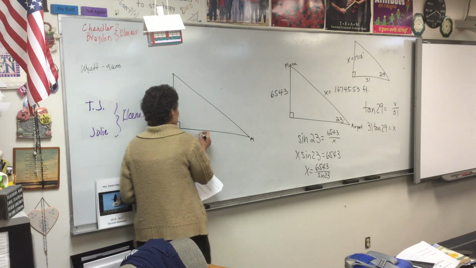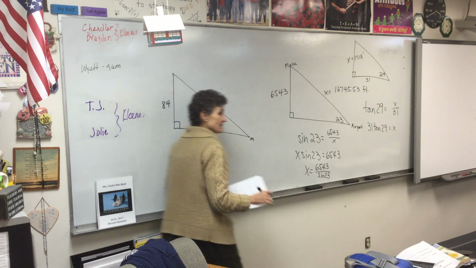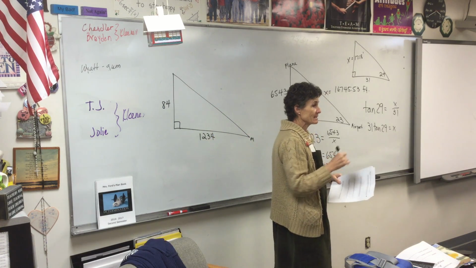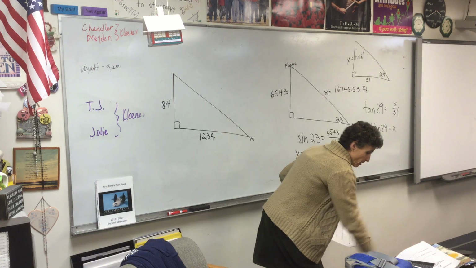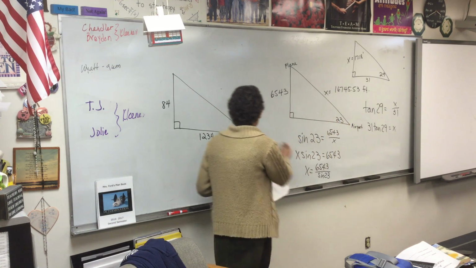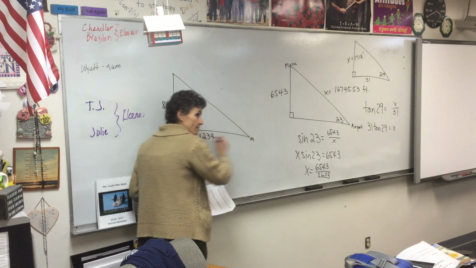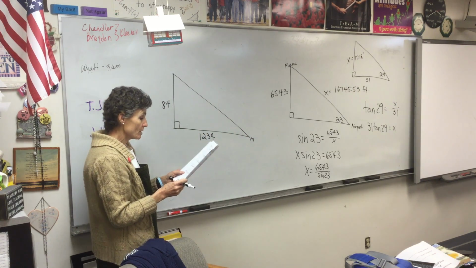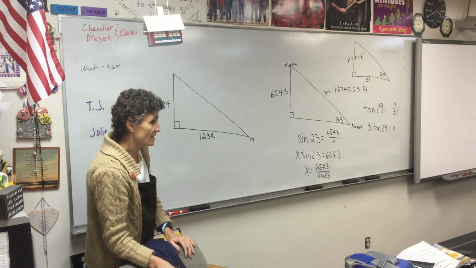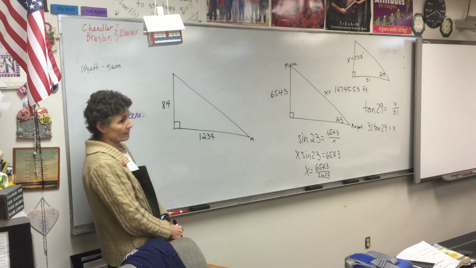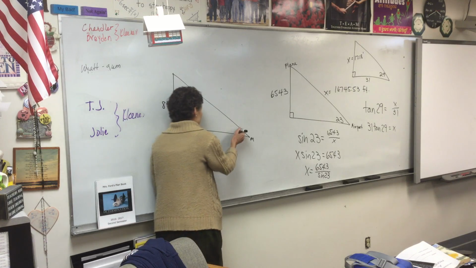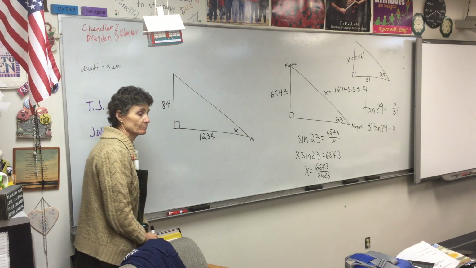Well, now think about it, Phil. If I say, how far am I standing from you? Don't we measure right along there? Yes. So here's the man, here's the building. That's 1,234. Now I want to know the angle of elevation. So where do I put my x? Right here. Always, always, always.